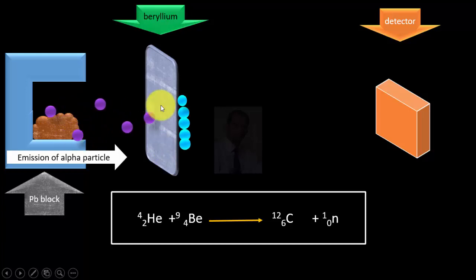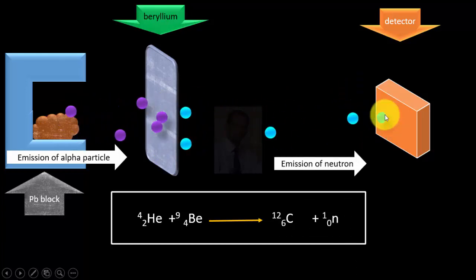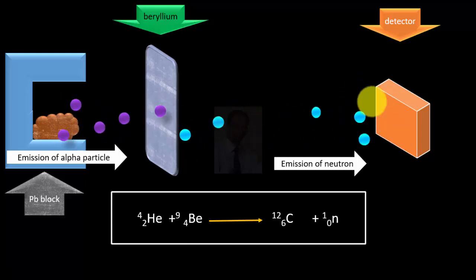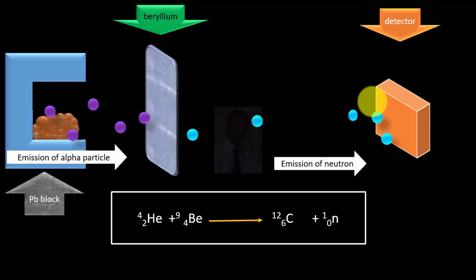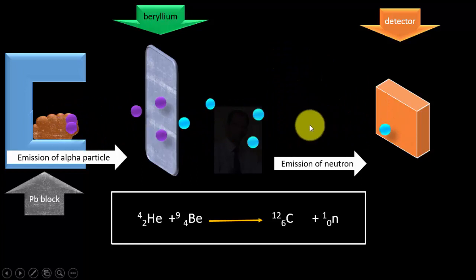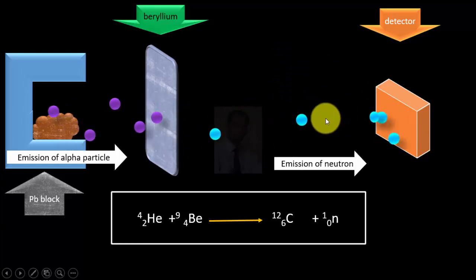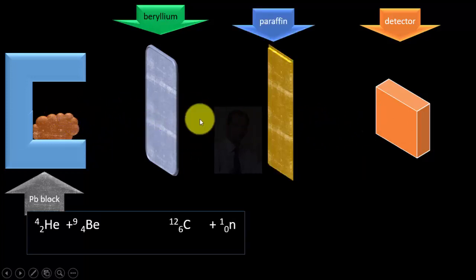So neutrons were being released and going towards the detector, but the detector could not detect these radiations because it was designed only to detect radiations of either positive or negative charge. Anyway, these radiations were found to be highly penetrating, and initially they were thought to be gamma radiations. Later on, the experimental setup was changed. Now paraffin wax, which is a proton-rich material, was placed in front of the beryllium before the detector.